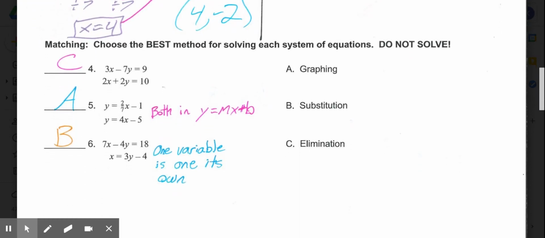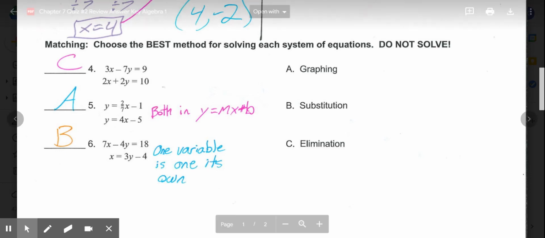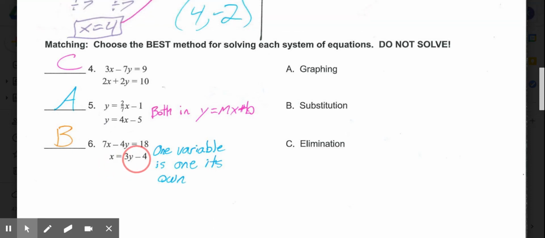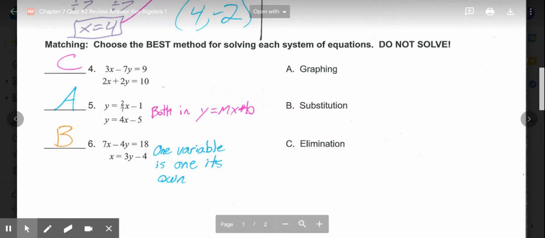In our matching section, it says choose the best method for solving each system. Do not solve. So for the top one, it would be elimination because I don't have a variable on its own, and I don't have equations in y equals mx plus b. In 5, both equations are in y equals mx plus b, so the easiest approach would be graphing. And in 6, x is already on its own, x equals 3y minus 4. So because one variable is on its own, we would use substitution.